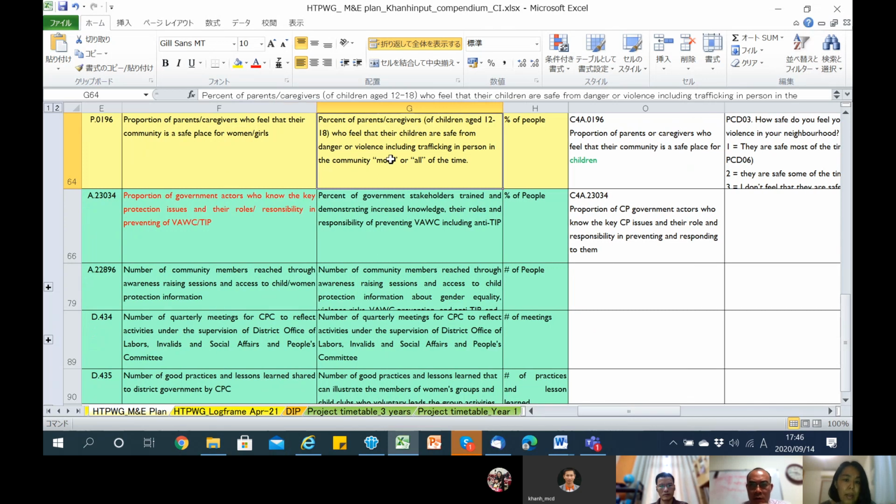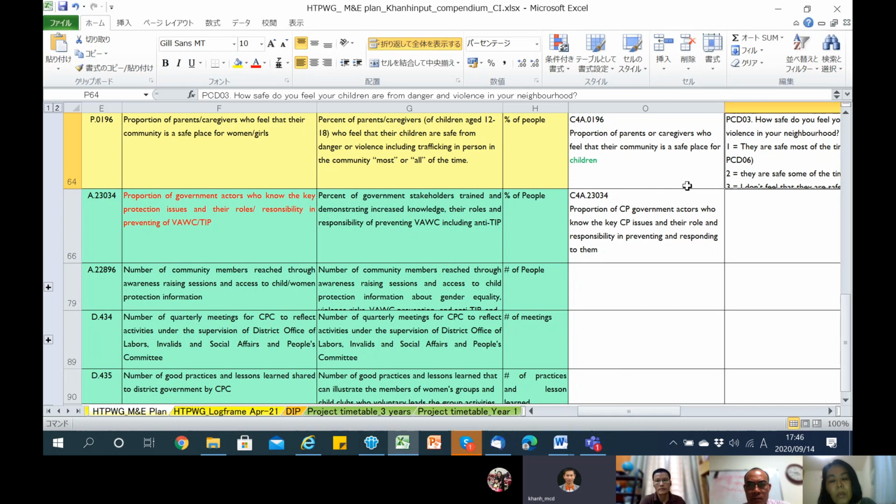Right. That's right. Okay. So this question should be asked to the parents or caregivers, not the women and girls themselves. That's what you're saying, right? Yes. Okay. So if we keep this indicator, it means that we have to ask more survey sample for caregivers.